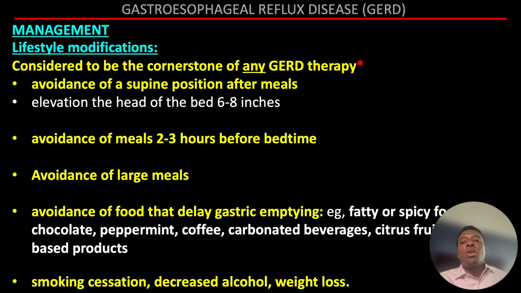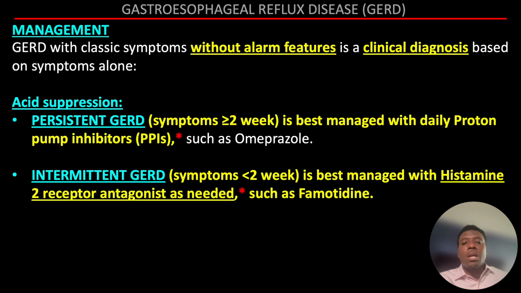And of course, other lifestyle changes. So again, smoking cessation for smokers, weight loss if the patient's obese, decreased alcohol. And again, if they're on a medication that is known to cause it, you may want to consider either decreasing or switching to another medication. Now, if someone has none of the alarm features, besides the classic lifestyle changes, you can do acid suppression therapy.